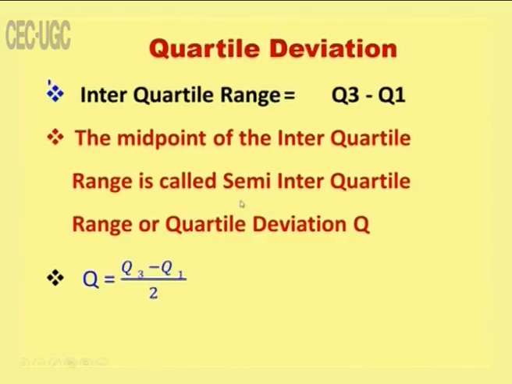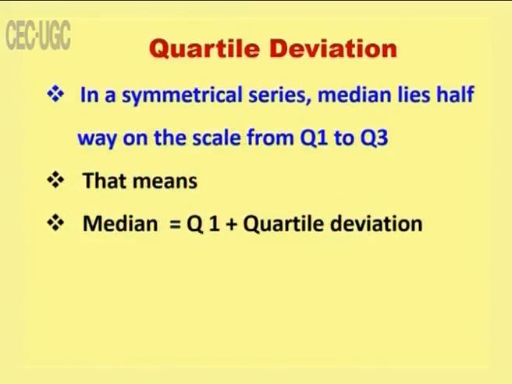So, the interquartile range is Q3 minus Q1, and half of the interquartile range is called the semi-interquartile range or the quartile deviation. So, by formula, Q is defined as Q3 minus Q1 divided by 2. And now, we are going to calculate the quartile deviation. So, let us take a data set. In a symmetrical series, the median lies halfway on the scale from Q1 to Q3, and that means the median is equal to Q1 plus the quartile deviation.